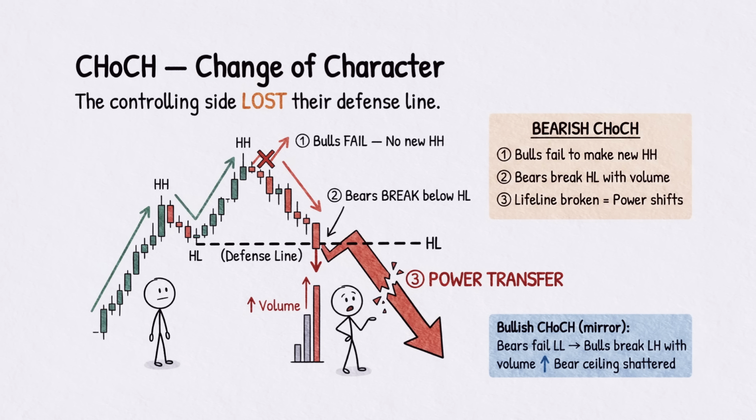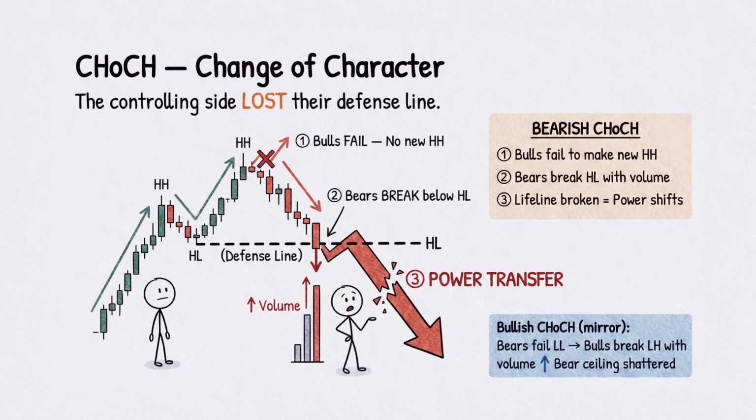Now, CHoCH, change of character. This is where power shifts from one side to the other. Here's what it actually means. The controlling side just lost their most critical defense line. In a bearish CHoCH, when an uptrend is dying, 3 things happen in sequence. First, the bulls fail to push price to a new higher high. Their attacking power is exhausted. Second, the bears counterattack and close below the most recent higher low, with increased volume. Third, the bull's lifeline is broken. That's a power transfer.